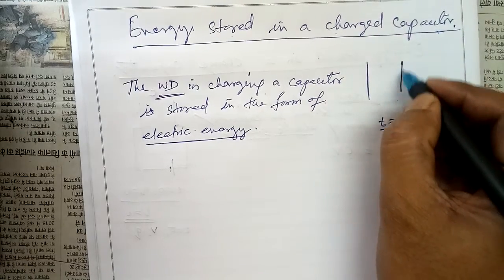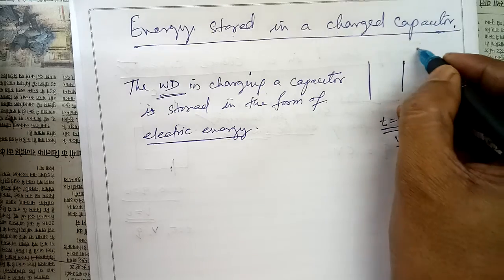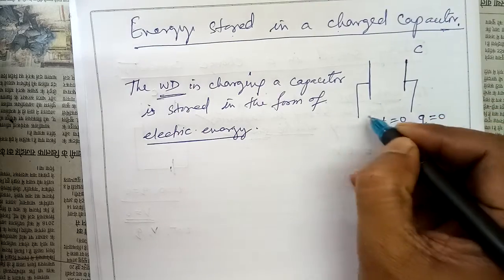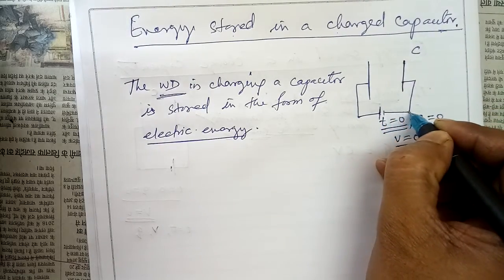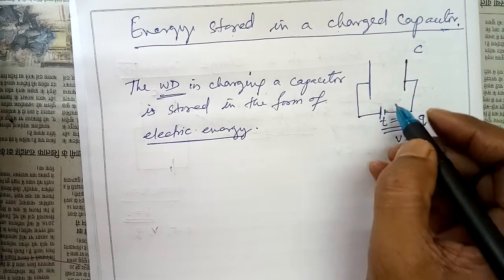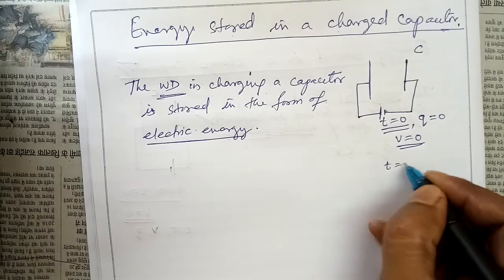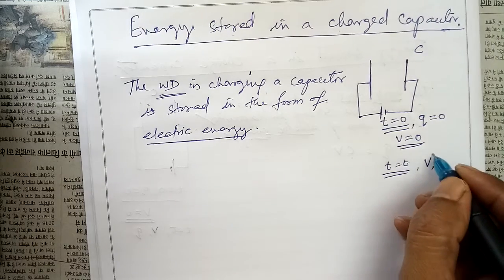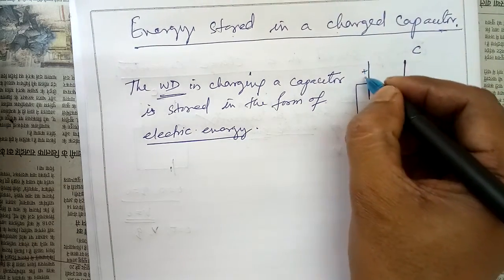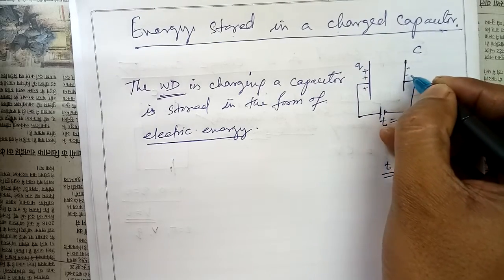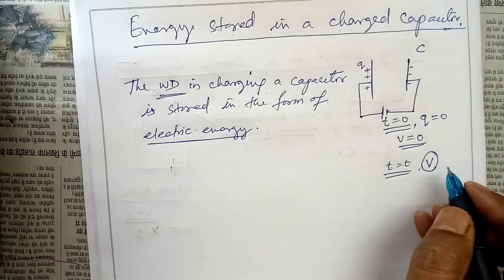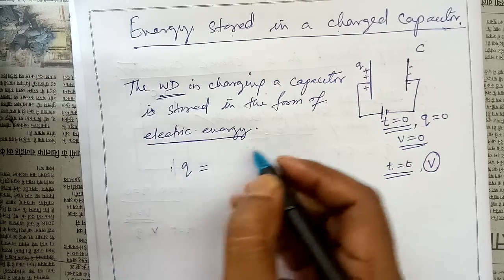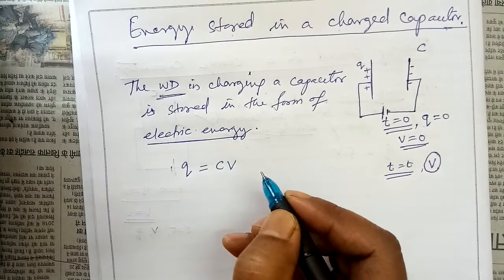So we'll consider a capacitor having capacitance C, and on being connected to a battery, let after some time t equal to t, it develops a potential V, and when it develops a potential V, let us assume that q amount of charge has been accumulated on each of the plates, and the expression for the charge accumulated on the plate will be given by q equal to CV.